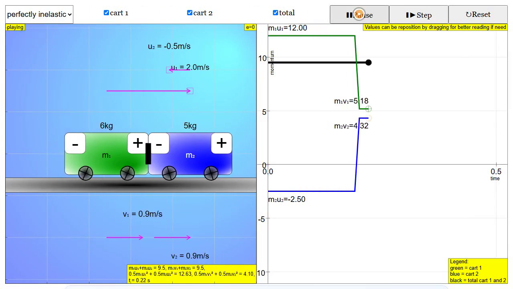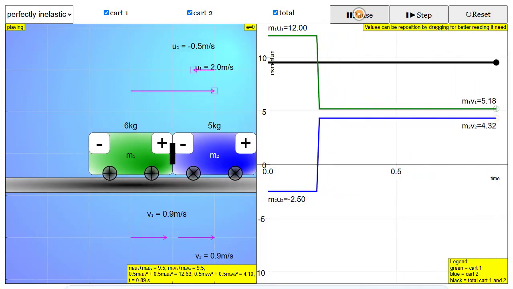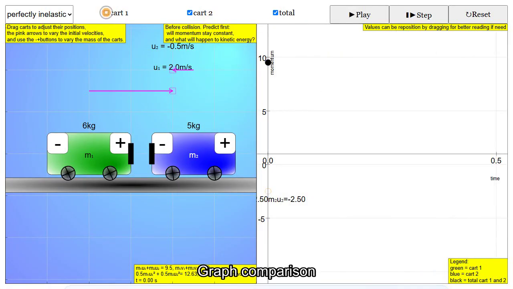Next comes the perfectly inelastic case. After impact, both carts move together with a common final velocity. This is the clearest example for showing that momentum can remain conserved even when the carts stick together and the kinetic energy decreases.